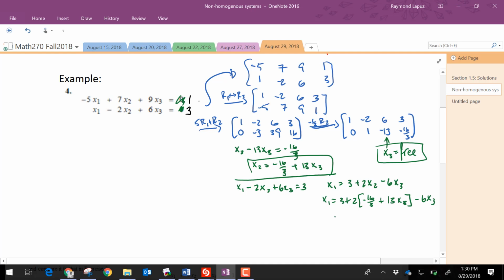That's x2, right? And then now I can simplify a little bit. So I'm going to have 3, and then this is minus 32 over 3 plus 3. Can you do that in your heads? Negative 32 over 3 plus 3. Minus 23 over 3, right? 9, yeah. Minus 23 over 3. And then 2 times 13 is 26. 26 minus 6 is 20, plus 20x.